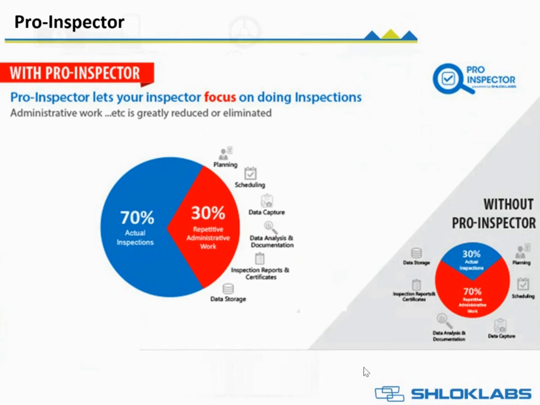So you'll be able to see a diagrammatic representation of without using ProInspector as well as with using ProInspector. Without using ProInspector, you'll see 70% of the work is repetitive administration work, which has been reduced to 30%. And only 30% of actual inspection takes place without ProInspector, which has been increased to 70% of actual inspections, where we focus on doing only inspections and the administrative work is completely eliminated or reduced.